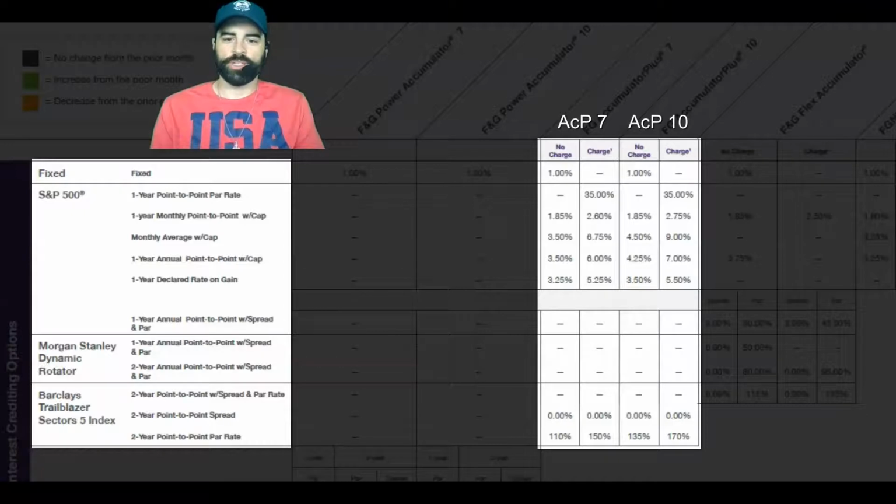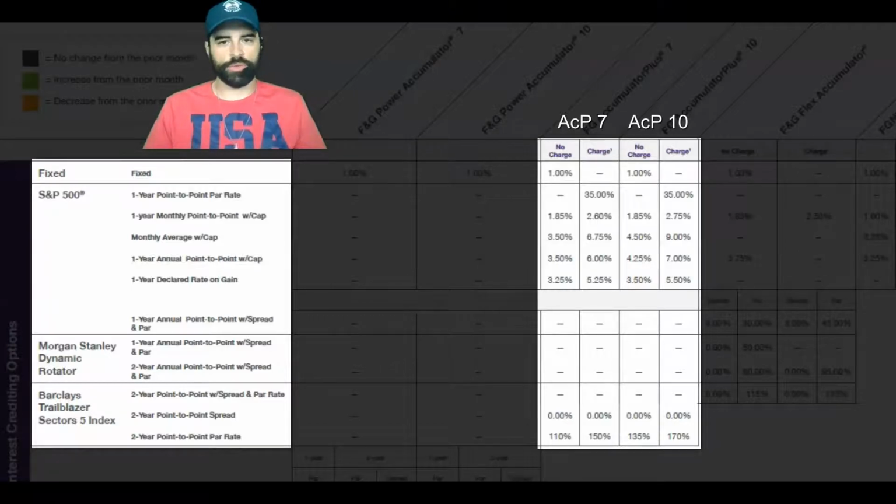So par rates are pretty nice on the 2-year, but again, you have to remember with the 2-year, you have to wait 2 years before you can see what that strategy did. If your client's not willing to wait 2 years, they want to see something every year, maybe stay away from that strategy. But those are the strategies, pretty plain and simple.